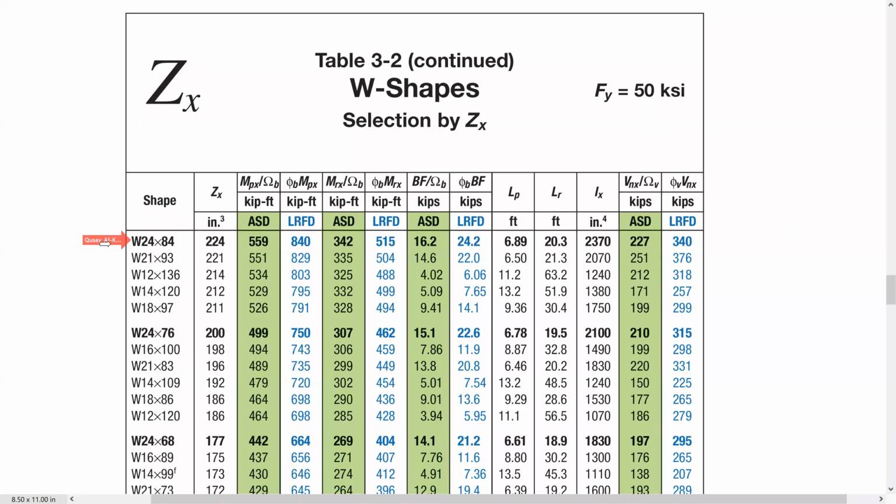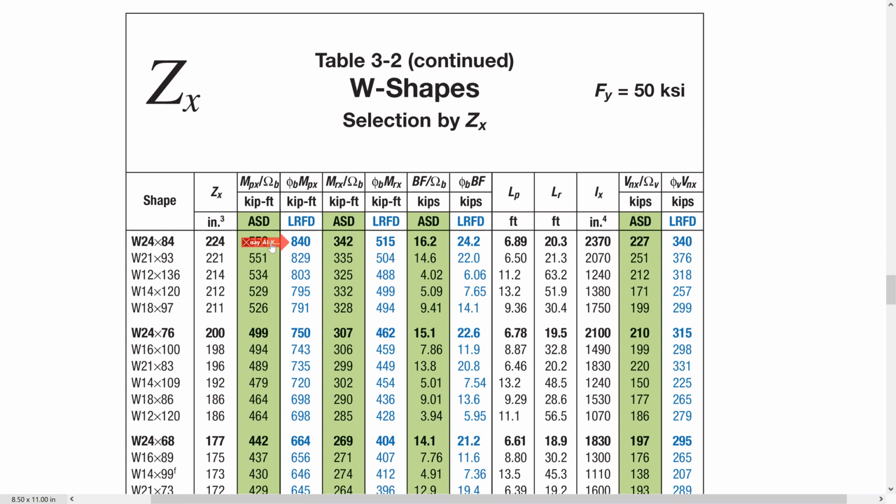So this is our selected cross-sectional shape, wide flange 24 by 84. This is the Zx, which is greater than 219, which is the required one. And here for the LRFD method, guys, keep in mind, the capacity for this one, or the design flexural strength for this cross section, is 814.